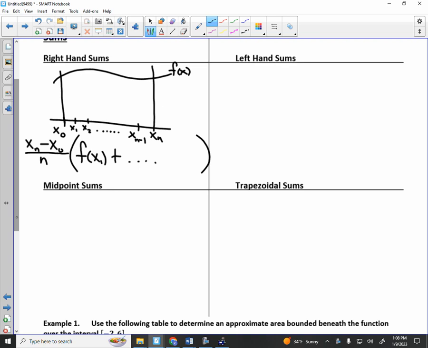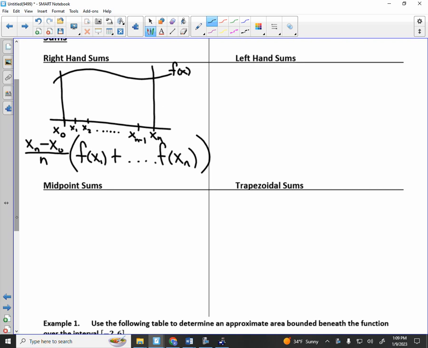So we go to the last rectangle, which is right here. You can see on the right-hand side, we have x sub n. Okay? So this one's the first spot you evaluate. This is the last spot that you evaluate. That's what we've been doing, agreed?